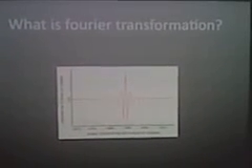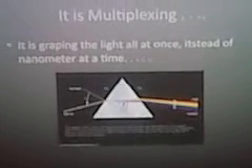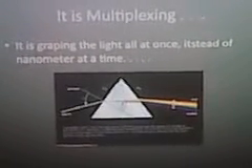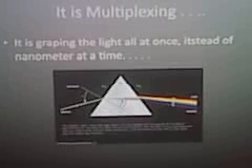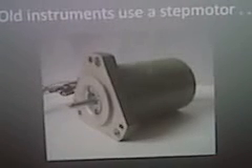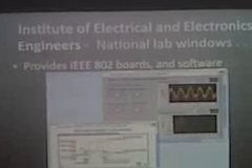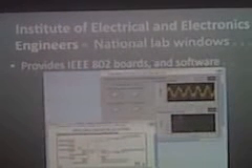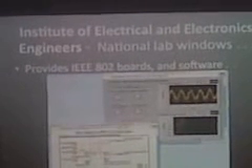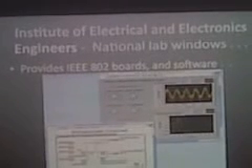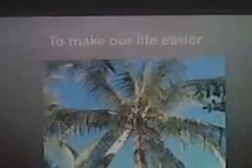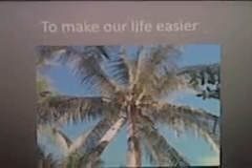What is Fourier transformation? I want to describe this briefly. It is multiplexing. It is grabbing the light all at once instead of nanometer by nanometer as done in a typical spectrometer. Old instruments use a step motor, but they are slow and they vibrate the spectrometer. The Institute of Electrical and Electronics Engineers, or IEEE, National Lab Windows software provides IEEE 802 protocol boards and software to make our life easier.